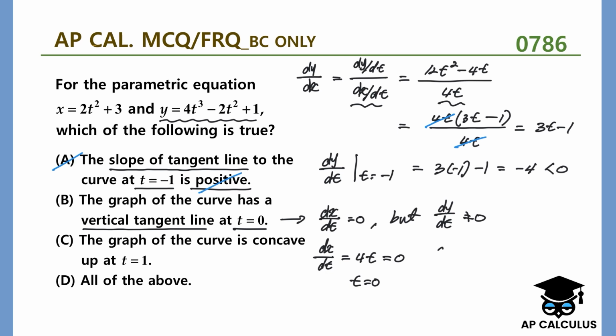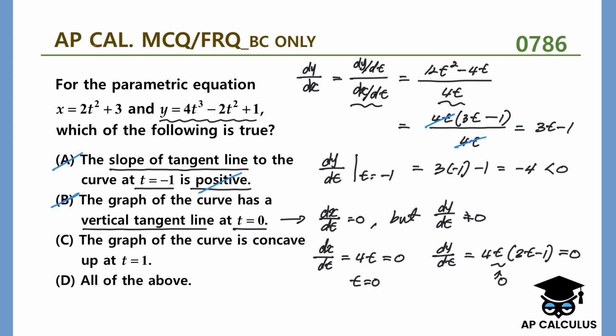But for dy/dt, which is equal to 4t times (3t minus 1), that is also equal to 0 when t is equal to 0, right? So at t is equal to 0, both dx/dt and dy/dt are zero, right? So we do not have a vertical tangent line at t is equal to 0. So this is not correct, right?